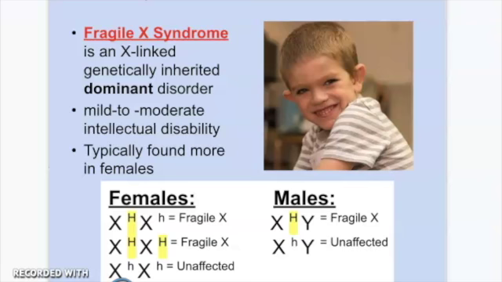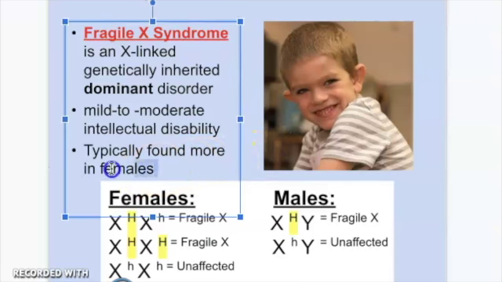So here's a specific disorder called Fragile X syndrome, and this is again an X-linked dominant disorder, and it results in mild to moderate intellectual disability, and actually some differing physical characteristics, like larger ears and a longer face. And this is typically found more in females.